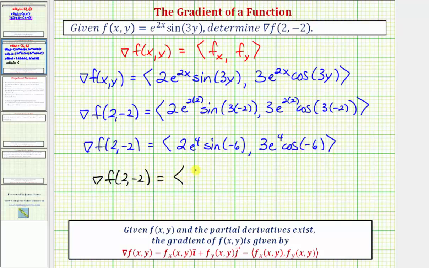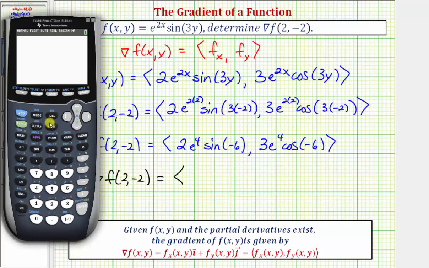We first need to make sure we're in radian mode, so we'll press the mode key. Notice how radian is highlighted, so go back to the home screen. And now we'll enter 2. And then for e, we can press second natural log, which brings up e raised to the power of. We have e to the 4th, right arrow, and we have times sine of negative 6. So negative 6, close parenthesis, and enter.